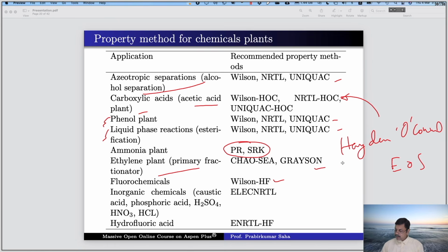Inorganic chemicals like caustic acid, phosphoric acid, sulfuric acid, HNO3, HCl, you can use NRTL. And hydrofluoric acid, you can use ENRTL HF package.